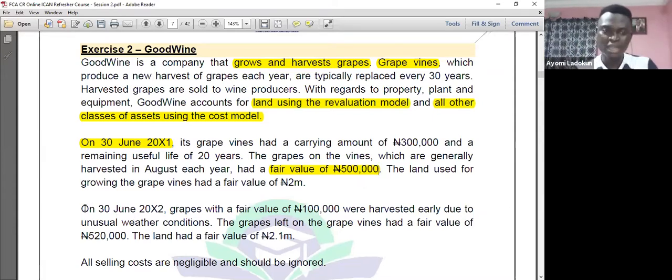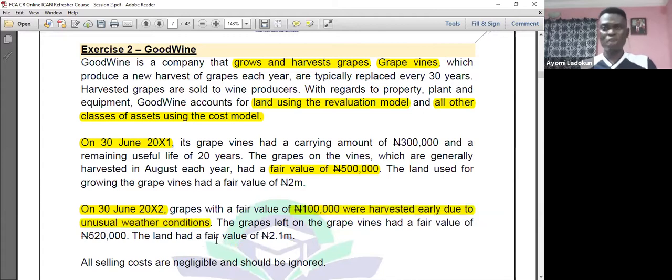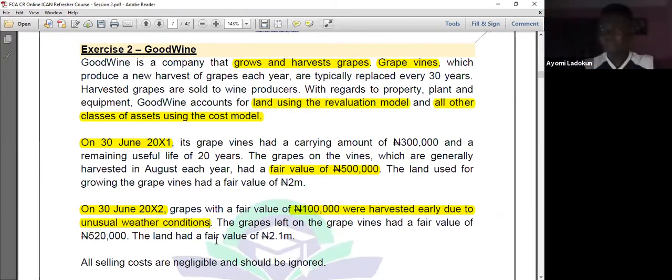What now happened at the end of the year, which the examiner really wants me to calculate? He now said grapes with fair value of 100 were harvested. Can you see? Due to unusual weather condition. So how do I do this 100? Can you remember? Okay.